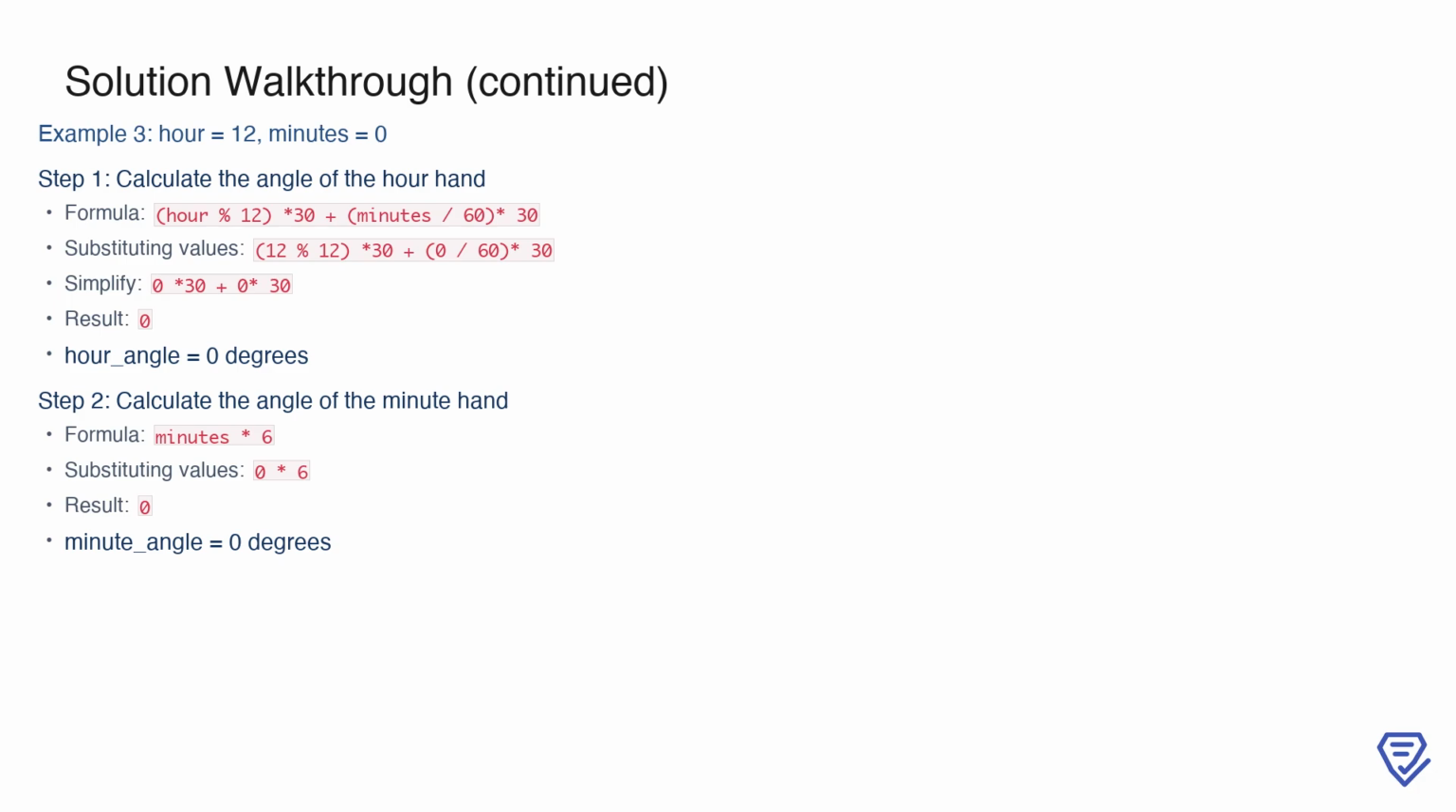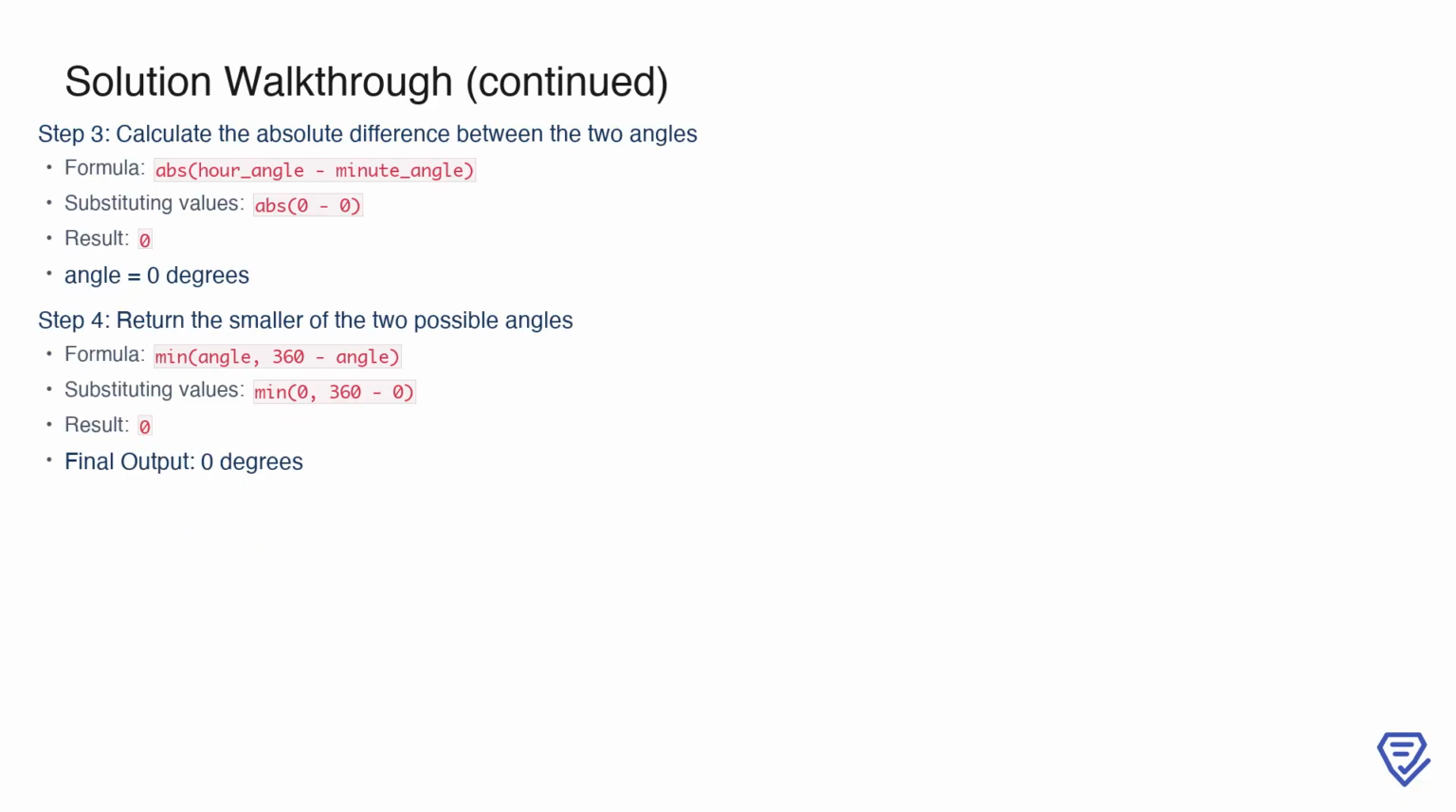For the minute hand, the formula is minutes*6. Substituting 0 for the minutes, we calculate 0*6, which also equals 0. So, the minute hand is at 0 degrees as well. With both hands at 0 degrees, we calculate the absolute difference between these angles using the formula abs(hour_angle - minute_angle). Substituting the values, we compute abs(0 - 0), which equals 0. This is the only angle between the two hands.